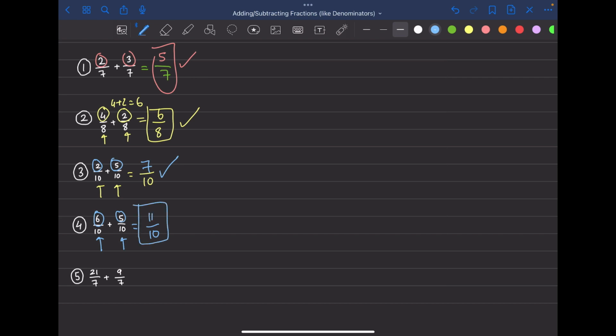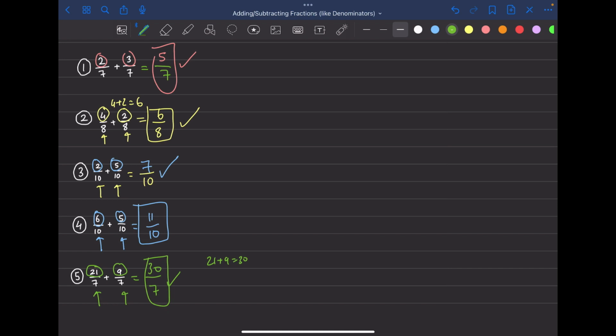And then the last question, this is pretty simple again. Both denominators are 7. So the final answer is going to have a denominator of 7. And then now we just have to add the numerators. So 21 plus 9 is 30. And we write that down, and we are done.